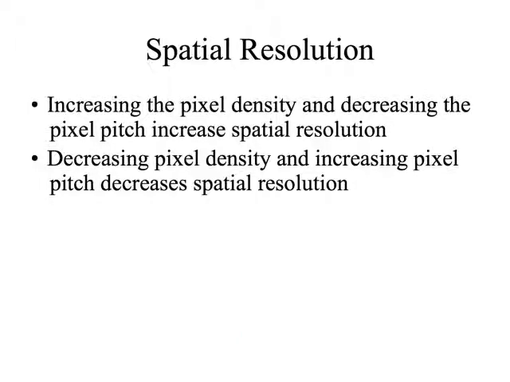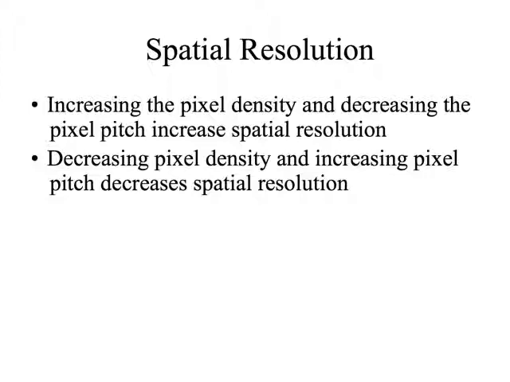So, increasing the pixel density and decreasing the pixel pitch increases spatial resolution. Okay? Increasing the density, decreasing the pitch is going to increase spatial resolution. Interestingly enough, this exact same principle is true in CT. Computed tomography uses things like pitch and pixel density. So file that away in the back of your mind. We'll be talking about it this time next year when we talk about CT.